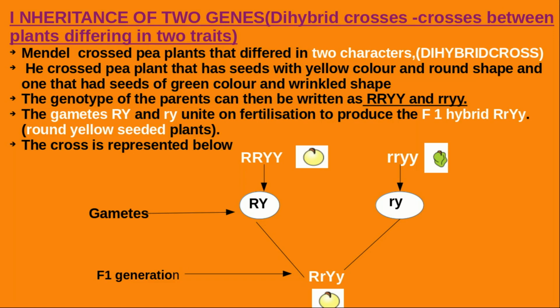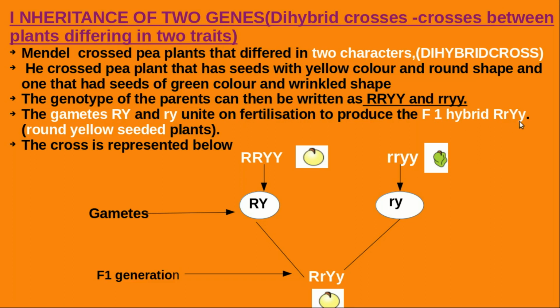The genotype of the parents can then be written as capital R, capital R, capital Y, capital Y, and small r, small r, small y, small y. The gametes are capital R, capital Y, and small r, small y, and they unite on fertilization to produce the F1 hybrid. The F1 hybrid was capital R, small r, capital Y, small y genotype.